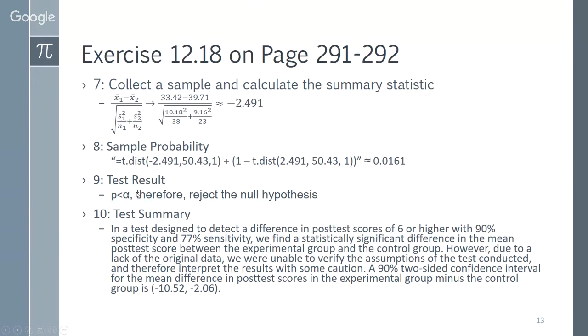Next, our test result. Remember, we always compare p to alpha. P was 0.0161. Alpha was 0.1. Remember, we adjusted it up. And p is less than alpha. Therefore, we're going to reject the null hypothesis.